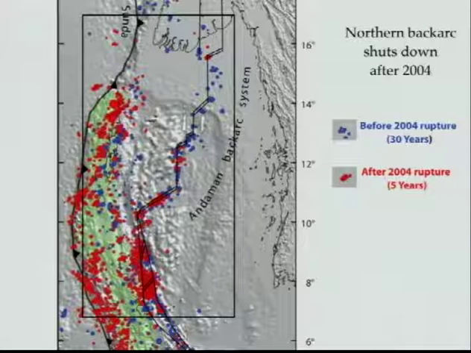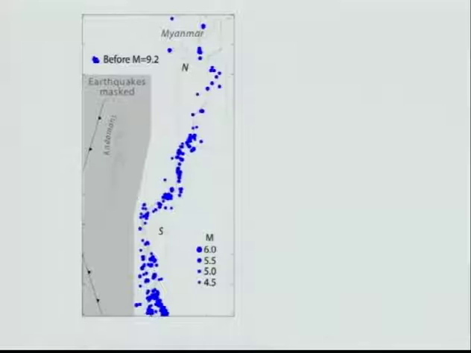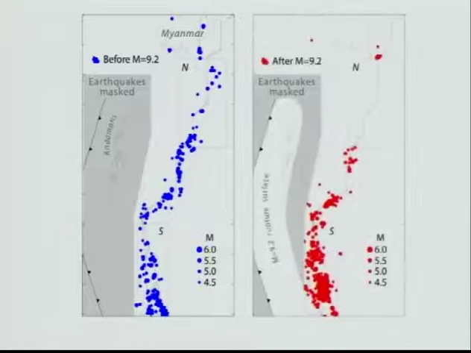Let me break this into two figures. This is the pre-period. We masked the earthquakes nearby the rupture, and this is the completeness level: magnitude 4.5 and above earthquakes being recorded by global catalogs. And this is the after period. Look how different box N is in the two cases, pre and post, and look also how different box S is. By the way, box N is about 330 kilometers long, so it's not really a small area.